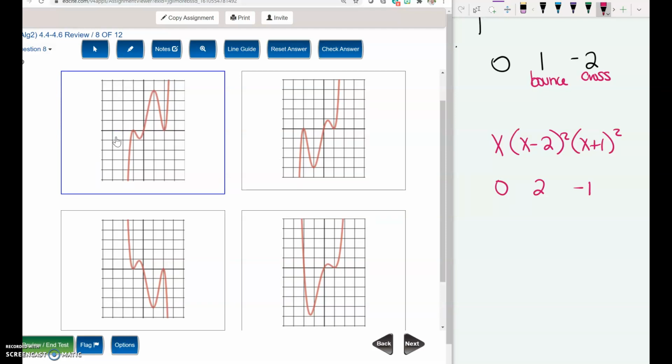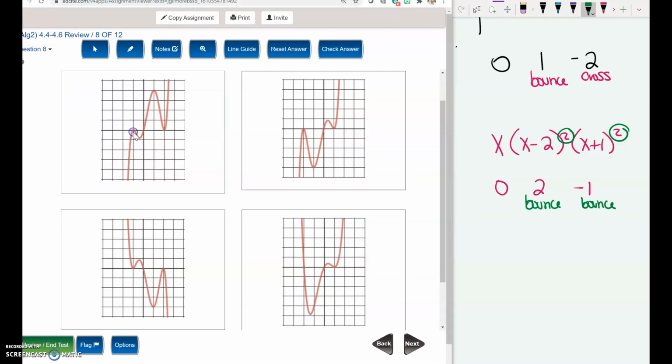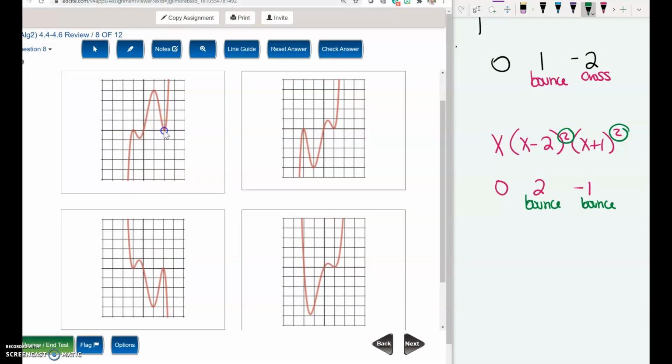Oh, and another thing to note here, a side note: these are both squared, so it has to bounce at 2 and bounce at -1. And notice, I don't know if you can see my cursor or not. I'm hoping that you can on the video. I'll try to tap so you can see. But here at -1 it bounces, and here at +2 it bounces.